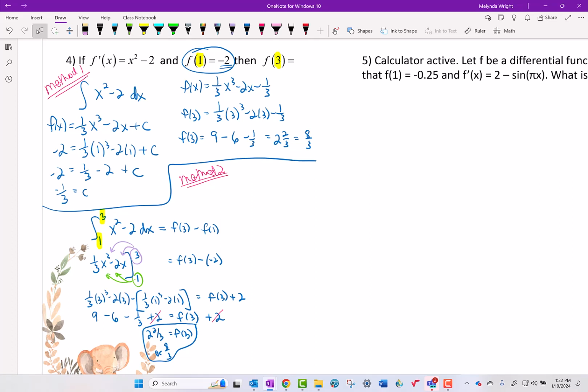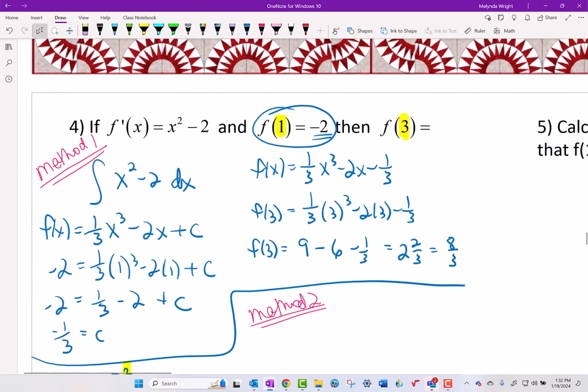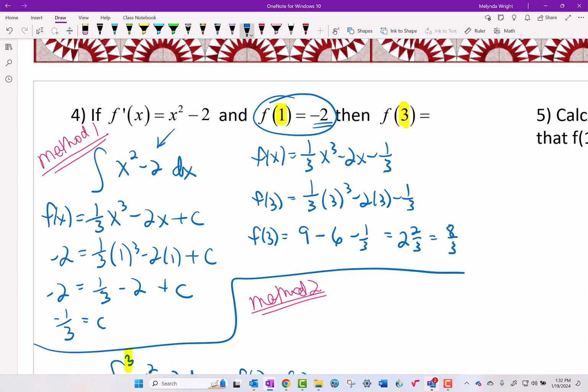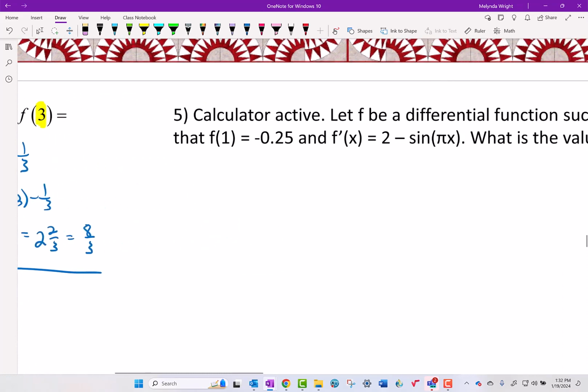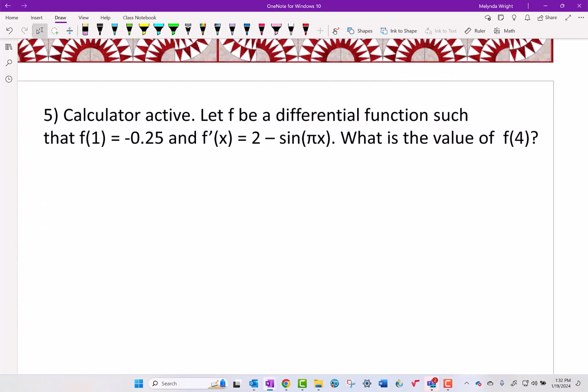How do we know which kind of problem to use? Okay, good question. How would you know which you could do? When you're given an equation that you can actually take the antiderivative of, that's when you have a choice. I can actually take the antiderivative of x squared minus 2. Okay, that's a thing. So I have a choice of either one. On number 5, actually, you could take the antiderivative of this, but it would require u sub, which we haven't learned yet.